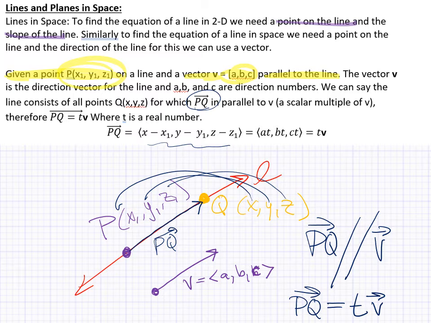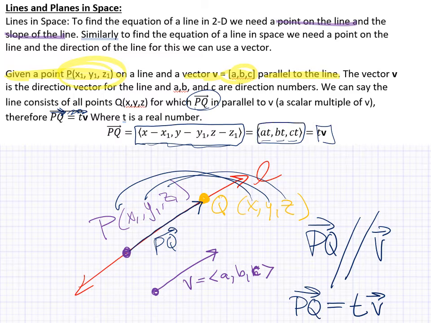real number, right? And so here, this arrow is going a little too far, so it should just be over PQ. But anyway, if that's the case, then vector PQ, which we said was this, should be equal to t times v. Well, t times v should be t times a, t times b, t times c. So these should equal each other.